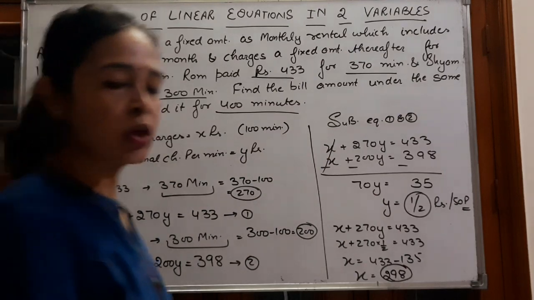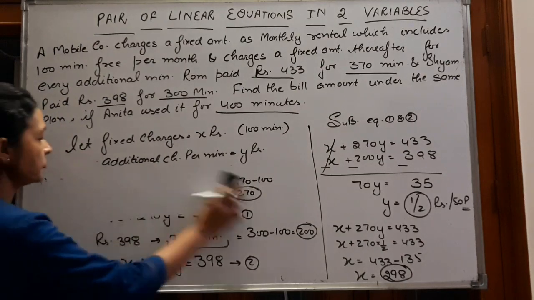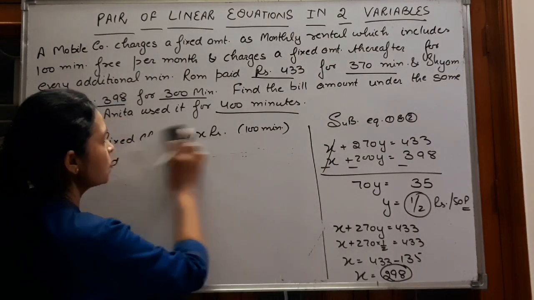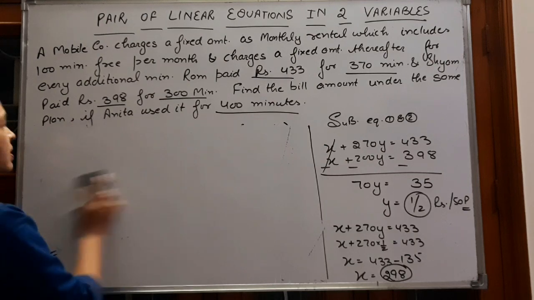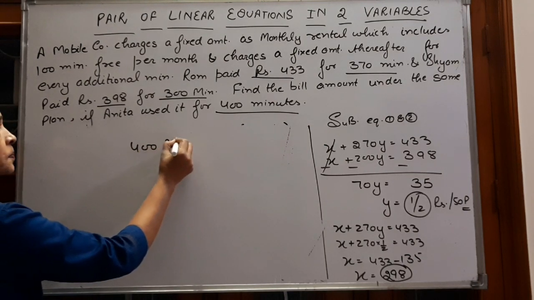But our question is not finished. We have to find the bill amount of Anita. How much Anita has to pay? Anita has used his phone for 400 minutes.